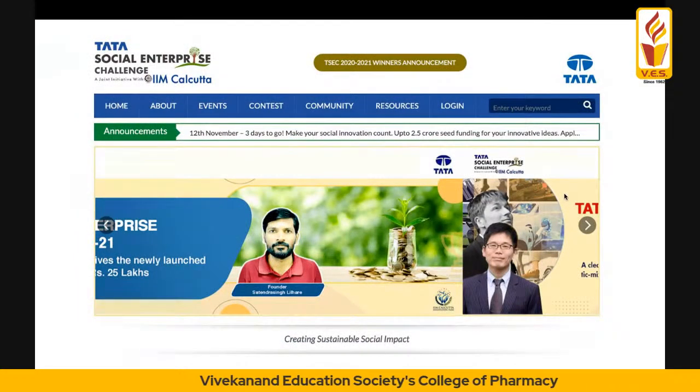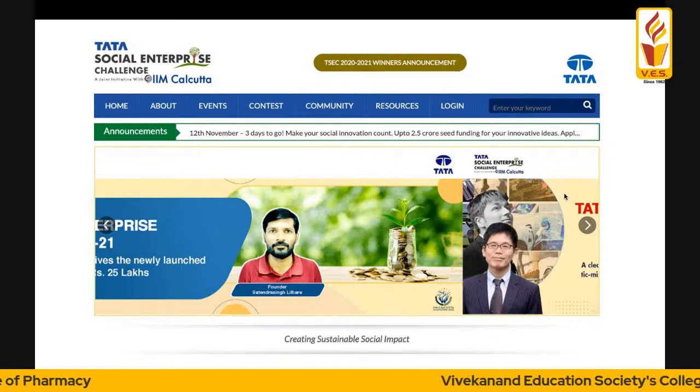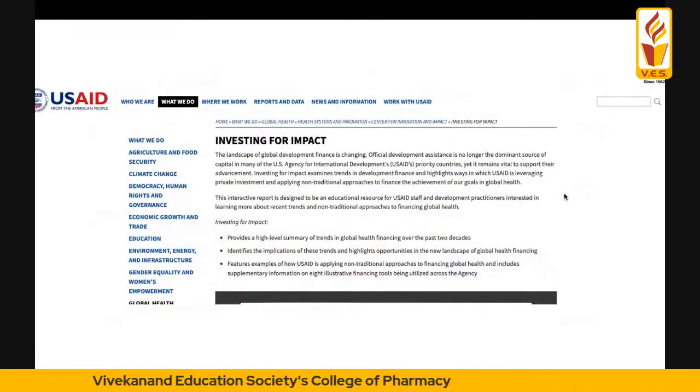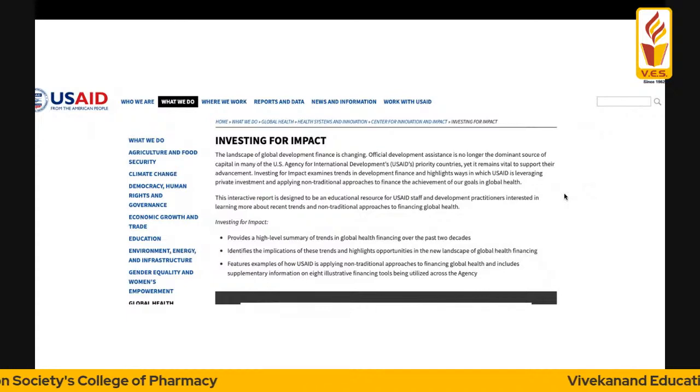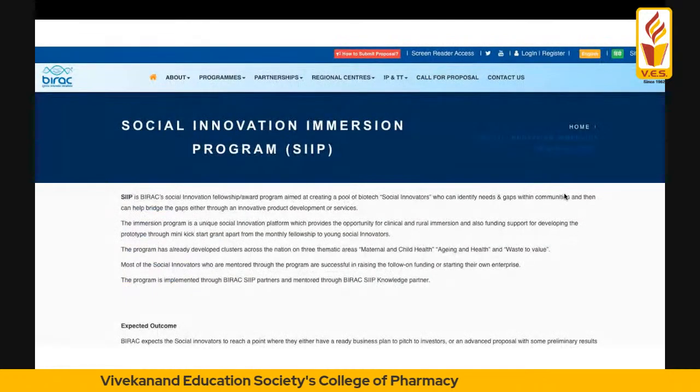Then there are also multiple awards given to support the efforts of social entrepreneurs. The Tata Social Enterprise Challenge, a very prestigious award, is one of them. USAID has another funding opportunity, grants which are just for impact funding. They will measure the social impact that you're making: the higher the impact, the higher the chances of you getting this fund.